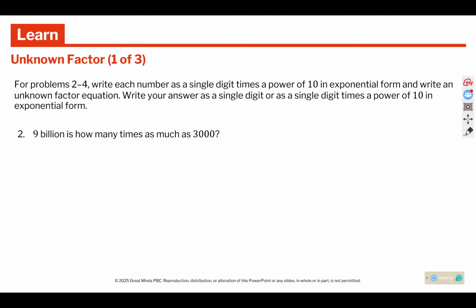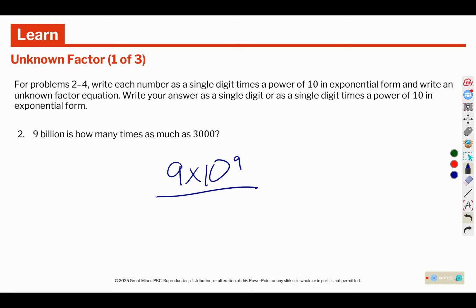For problems 2 through 4, write each number as a single digit times the power of 10 in exponential form and write an unknown factor equation. Write your answer as a single digit or as a single digit times the power of 10 in exponential form. So I have 9 billion, which is still that 9 times 10 to the 9th power, is how many times as much as 3,000? That's 3 times 10 to the 3rd power.